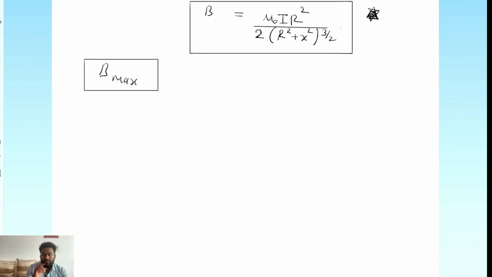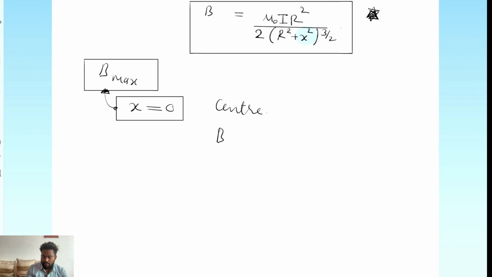So B maximum, if you see here, depends on x. Magnetic field here depends on what? X. Now it is in the denominator. So if you decrease x, then B will increase. So x, how much you can decrease minimum? X square is there, so x minimum will become 0. It means that maximum magnetic field will be obtained at what? X equal to 0, at the center. Maximum magnetic field will be obtained at the center.